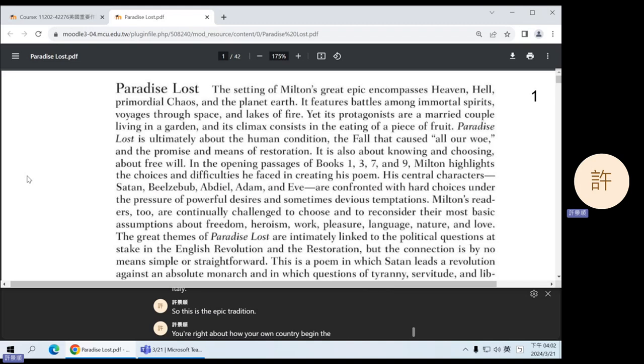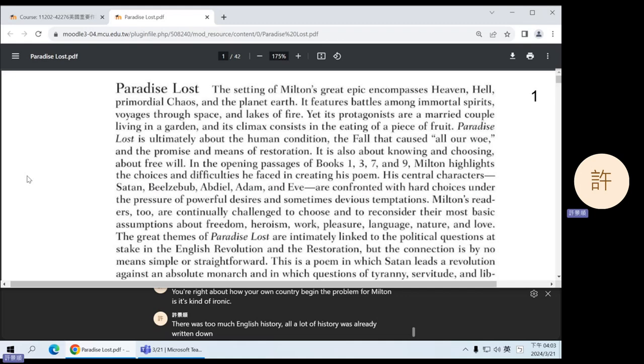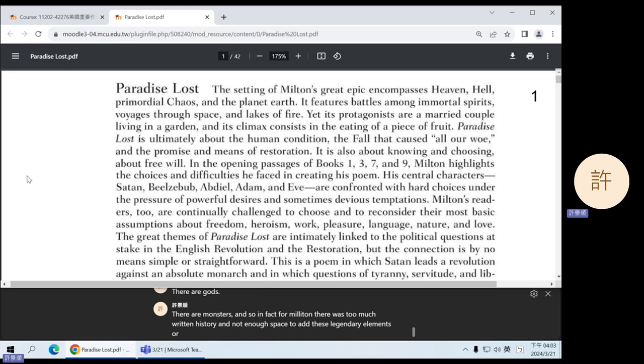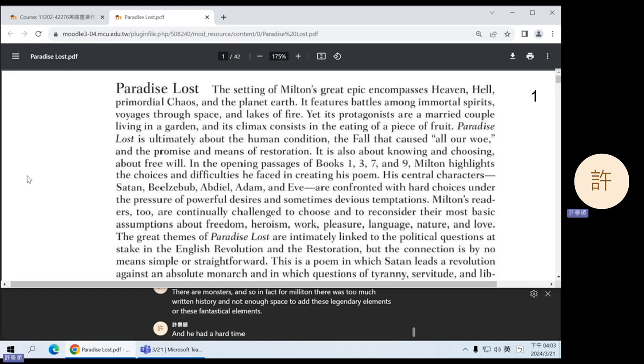The problem for Milton is, it's kind of ironic, there was too much English history. A lot of history was already written down. And, you know, if you think about epic poetry, right, think about Homer. It's not just humans, right? There are gods, there are monsters. And so, in fact, for Milton, there was too much written history and not enough space to add these legendary elements or these fantastical elements. And he had a hard time thinking about how to turn this ordinary history into something grand and epic and legendary. He tried, he gave up, he tried again, he gave up.